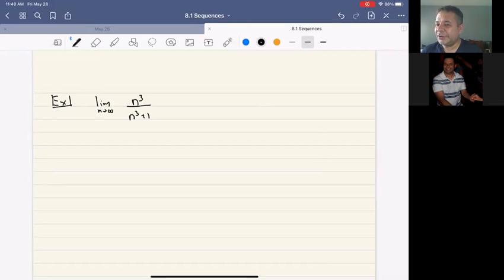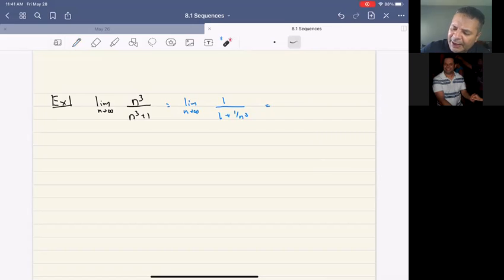Factor out the common term n cubed. So you're going to get the limit as n goes to infinity of 1 over 1 plus 1 over n cubed. And as n goes to infinity, that's going to go to 0. So this equals 1.